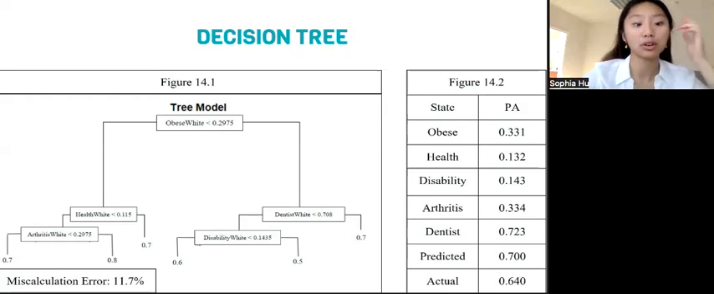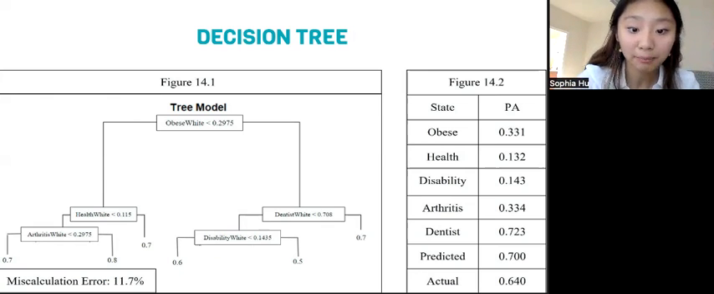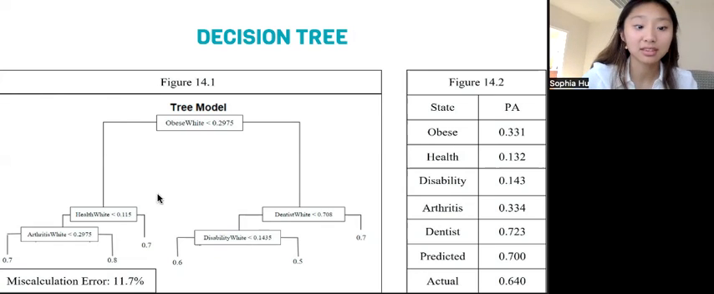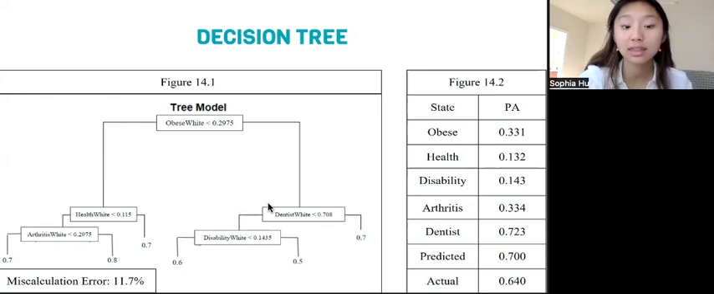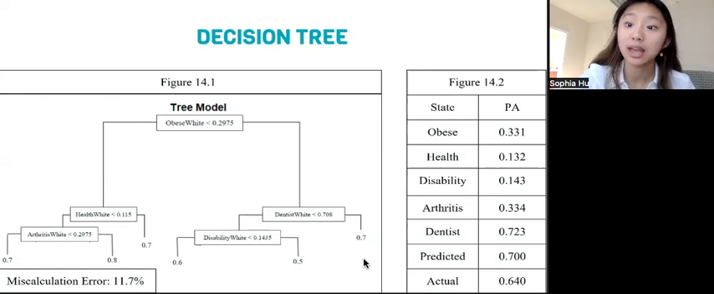So basically how it works is, at the very top, it's obesity. We take the data, which is 0.331 for Pennsylvania, and plug it into the inequality given. Since the inequality is not met, we take the path to the right. Then we do the same inequality, but for dentists. We take the data for dentists, and again we see that the inequality is not met. So we take the path to the right again, which gives us a predicted probability of 70%. The actual was 64%, so it's only 6% off, which is a great miscalculation error.